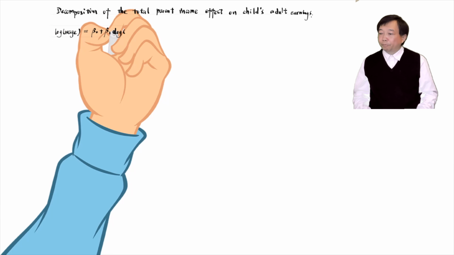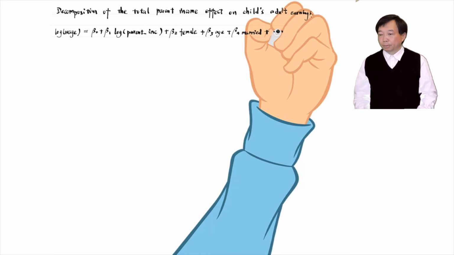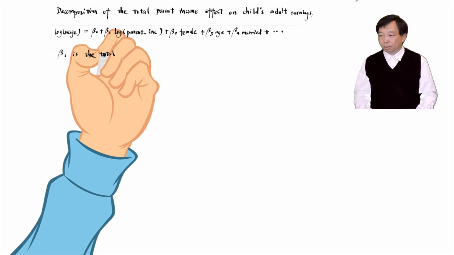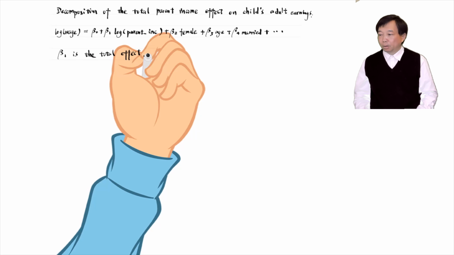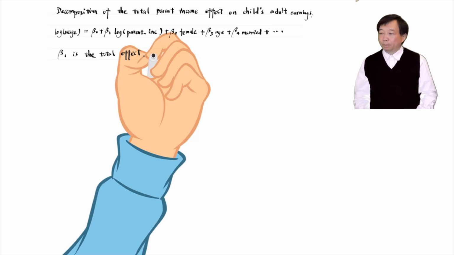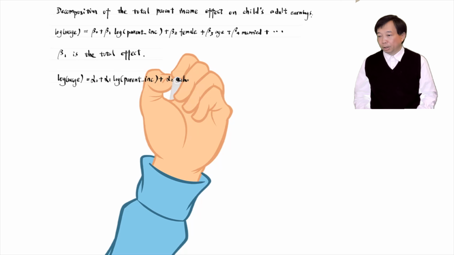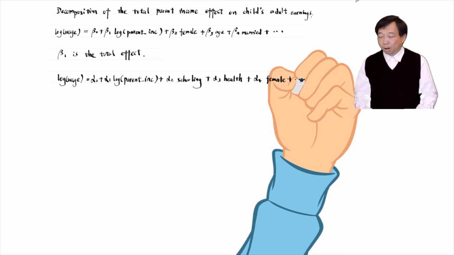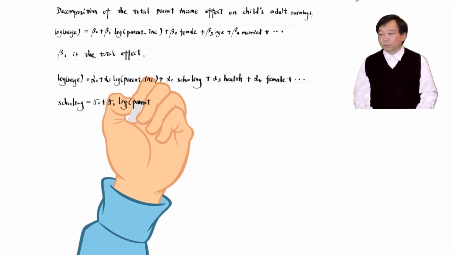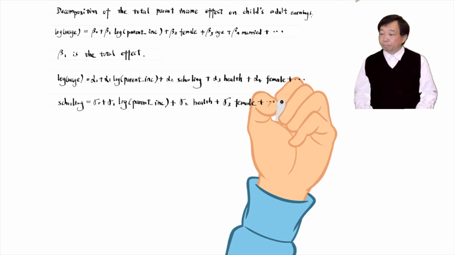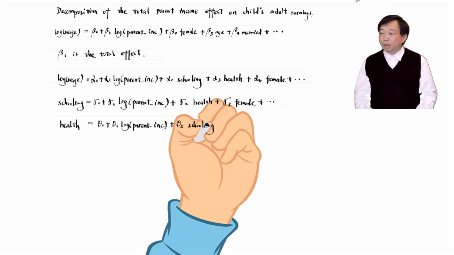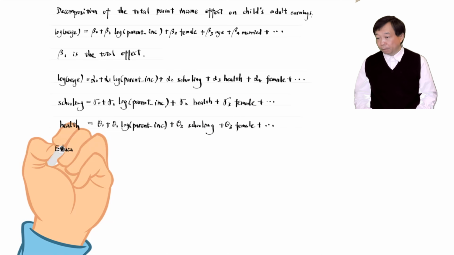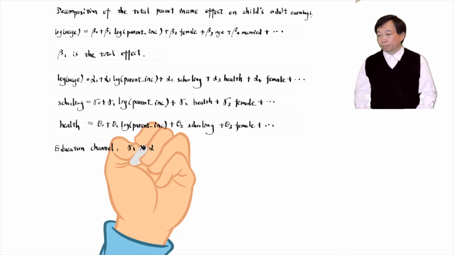In the model without the two mediator variables, beta 1 captures the total parent income effect, while in the model with the two mediator variables, alpha 1 captures the other effects of parents' income on children's future earnings that do not go through the channels of education and health. The mediator variables, schooling and health, help us better understand the mechanism of how the family income or growing environment affects children's future earnings.